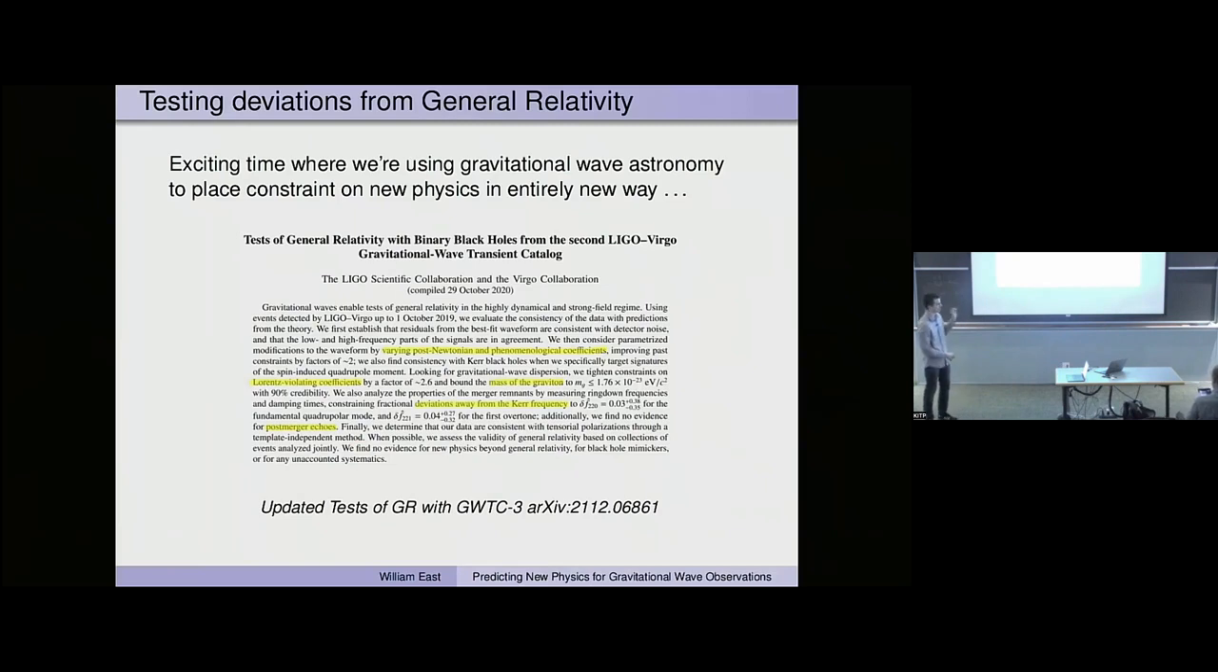But I just wanted to highlight a couple of the tests that they're doing. So it's things like varying post-Newtonian and phenomenological coefficients, looking for Lorentz-violating coefficients, the mass of the graviton, or deviations away from the chirp frequency. So it's very exciting that we're able to do these tests with this completely new way of looking out into the universe with gravitational waves.